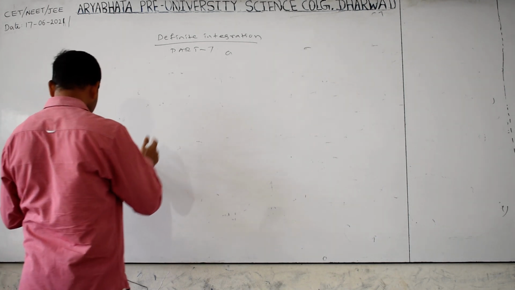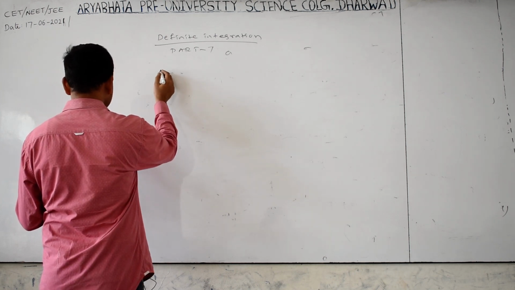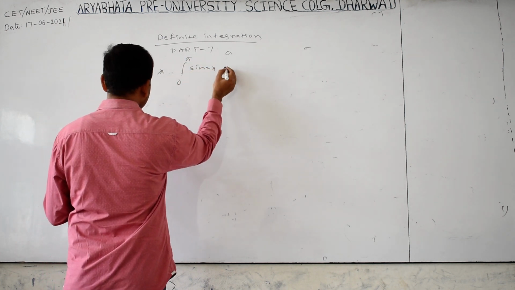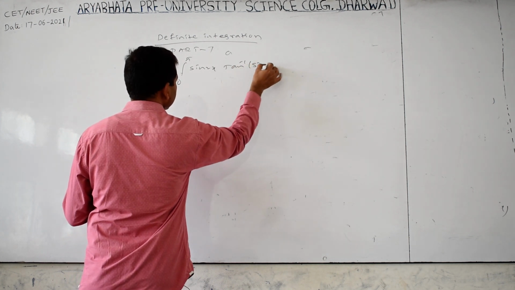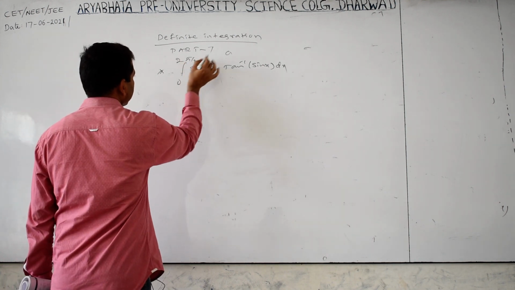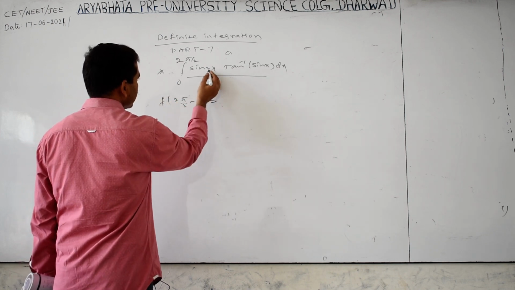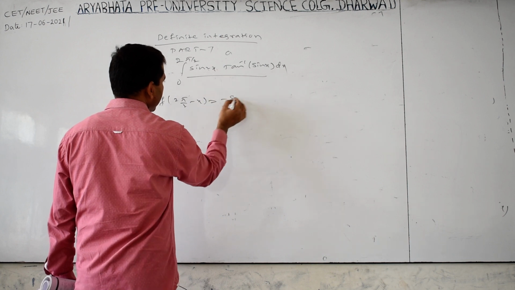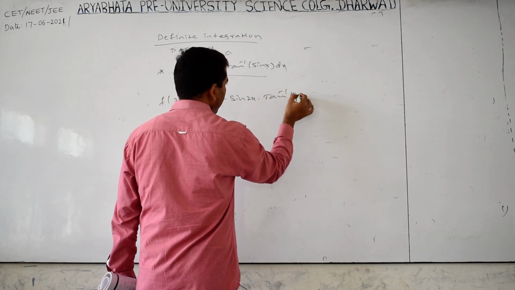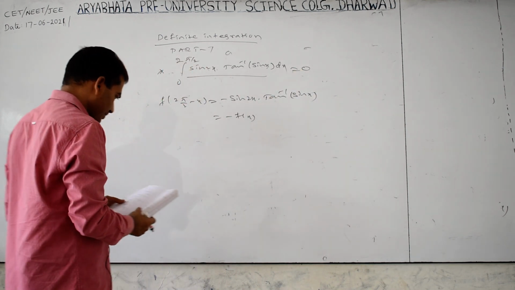Next is integration of 0 to pi sin 2x into tan inverse of sin x. Since this is 0 to pi, we can write it as 0 to 2 pi. This is f of x. Put x equal to 2 pi by 2 minus x: sin 2 pi by 2, 2 pi minus x gives minus sin 2x. Here for tan inverse of sin of pi minus x, sin is the same, tan inverse of sin x. So this is equal to minus f of x, then this answer is 0 by the property.